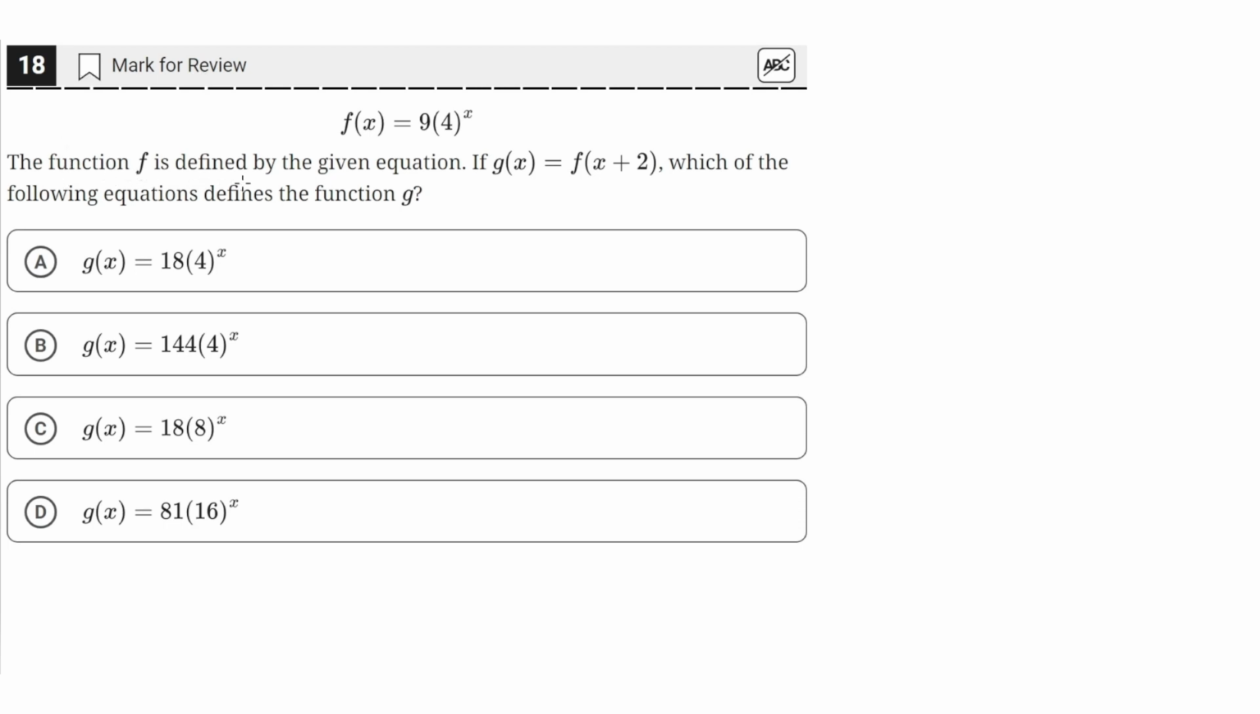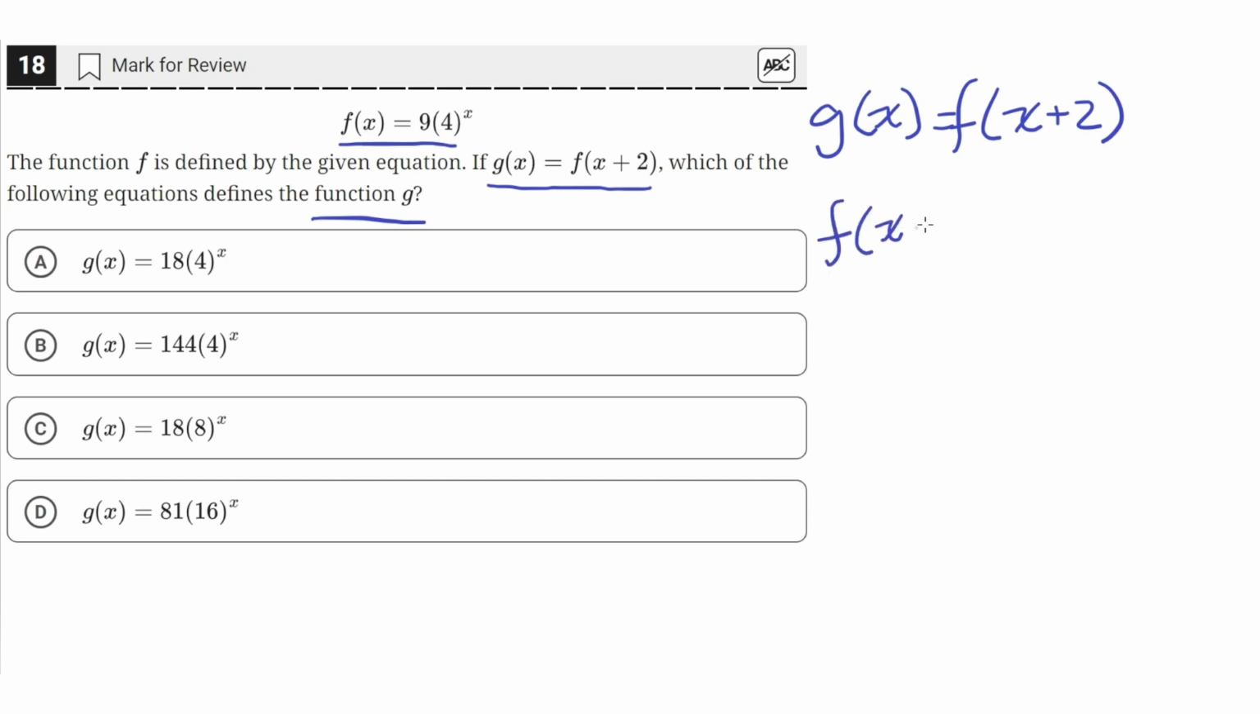The function f is defined by the given equation. If g of x equals f of x plus 2, which of the following equations defines the function g? Okay, so we have this function f of x, and we want to find g of x, which is f of x plus 2. So we can find g of x by just substituting x plus 2 in for x in f of x. So g of x equals f of x plus 2. So we'll just plug in x plus 2 into this equation.